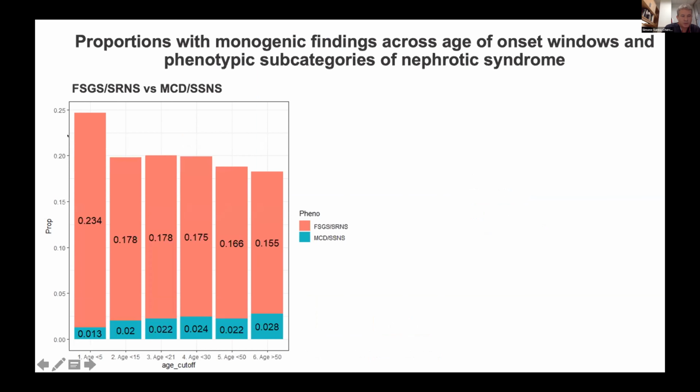So when you look at the age of onset over time, less than 5, less than 15, less than 21, and so on, the percentage of the diagnostic rate drops from 20% to the baseline that we said of about 10% in total. But it changes significantly over time for the forms that are bad, the steroid resistant, in which in 23% of the cases we make a diagnosis at age 5 or less, and in 15% at age 50 or more, sorry. While for the steroid sensitive, you have a very small percentage that have a diagnostic variant in the early ages, and this increases a little bit over time.